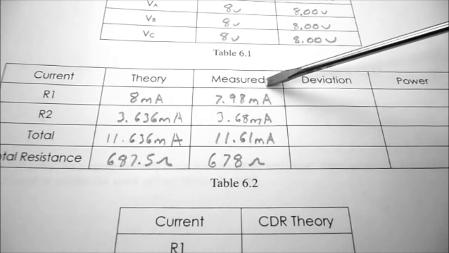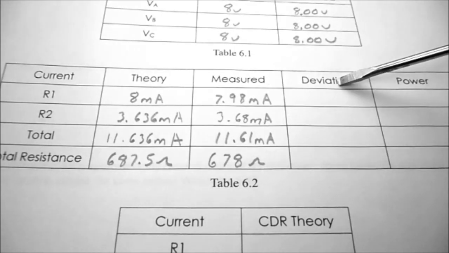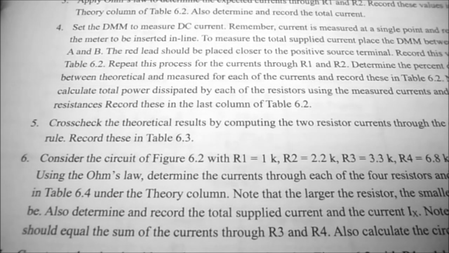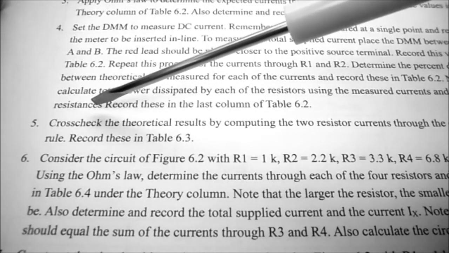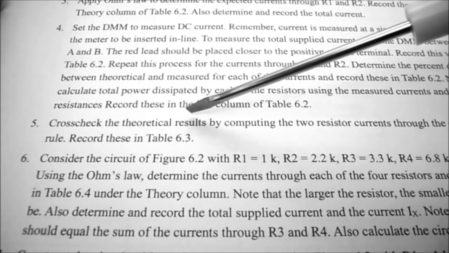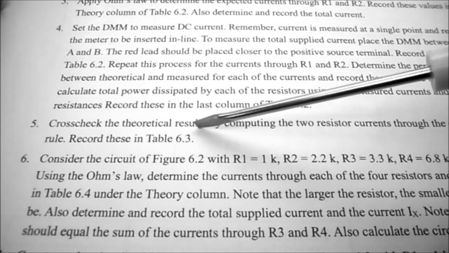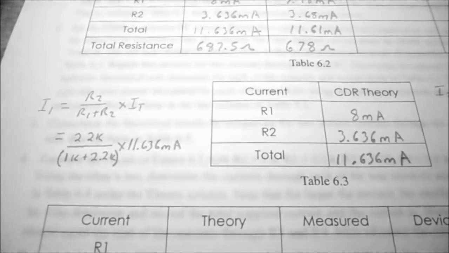Now that I have my measured readings, I can calculate my percent deviation and the power dissipated by each of the resistors. So under procedure, step 5, they want us to cross-check the theoretical results by computing the two resistor currents through the current divider rule, and record these in table 6.3.